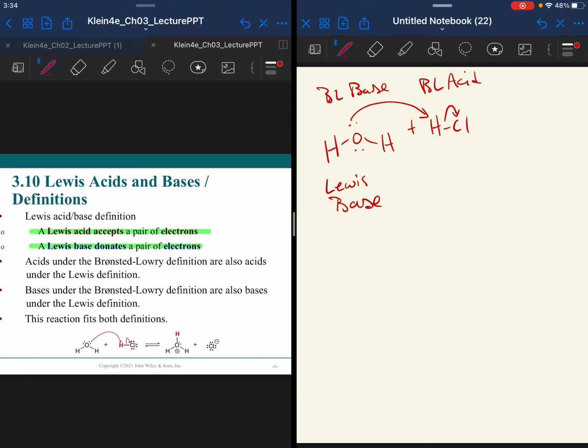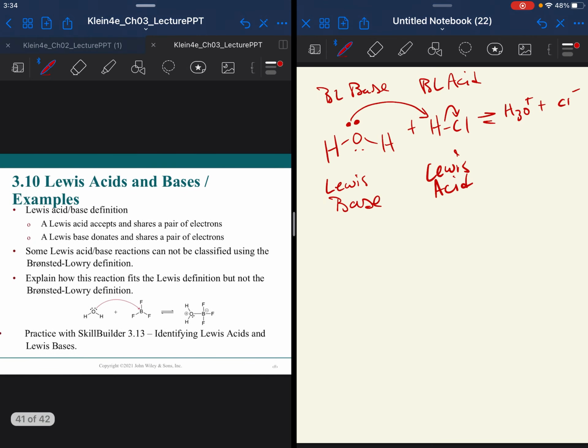Instead of thinking about it as accepting the proton, think of it in terms of this lone pair of electrons. It's donating those electrons. It's now going to be sharing those electrons. And then your Lewis acid is accepting those electrons, right? And that's still going to give us our conjugate acid-base pair. There we go. It's just a different way to define it, right? So instead of the proton, we're looking at the electrons. That allows us to extend our definition of what can be considered an acid-base reaction.